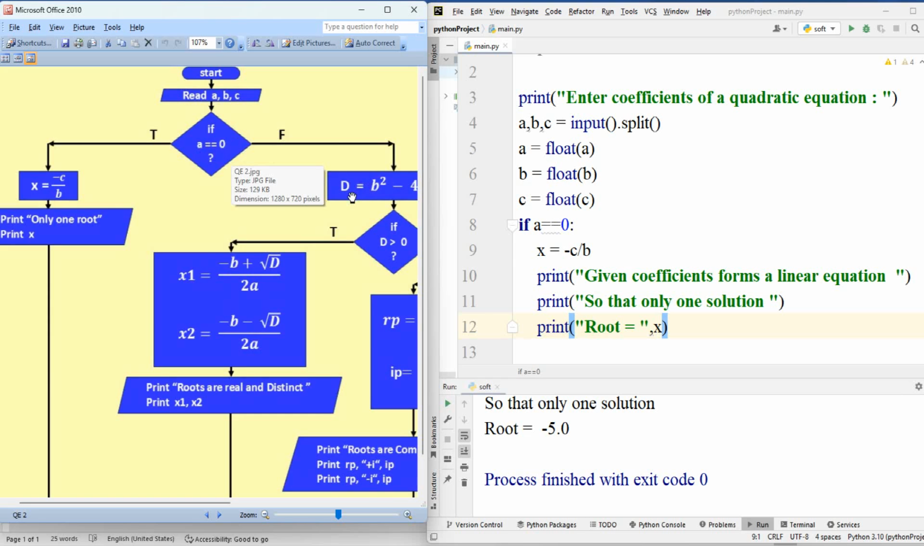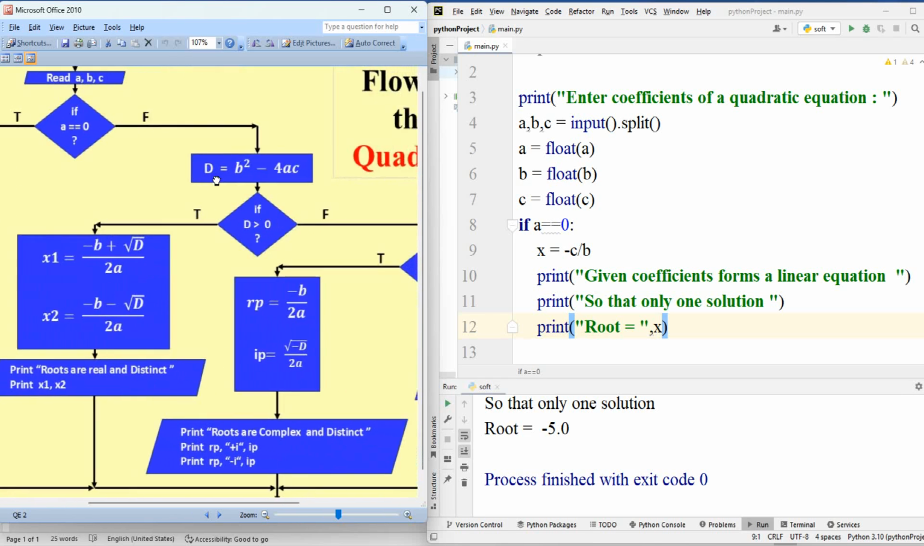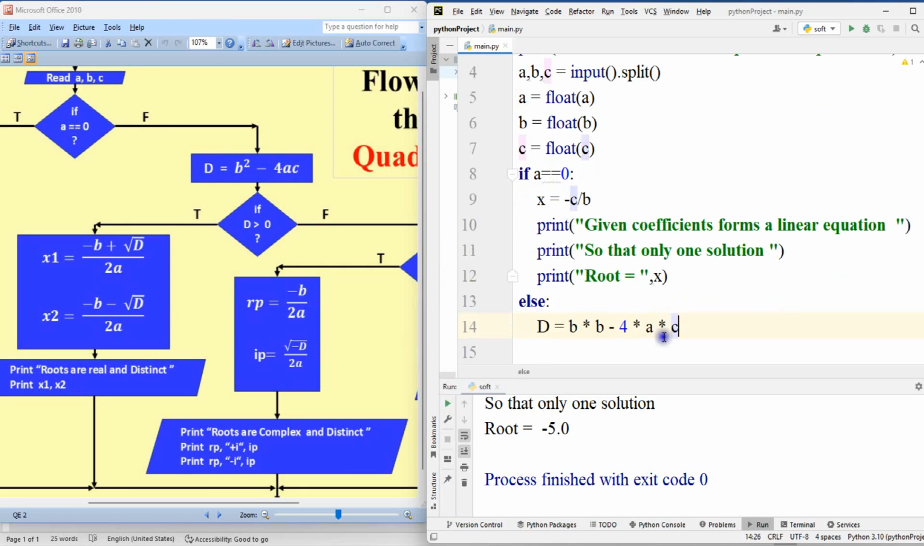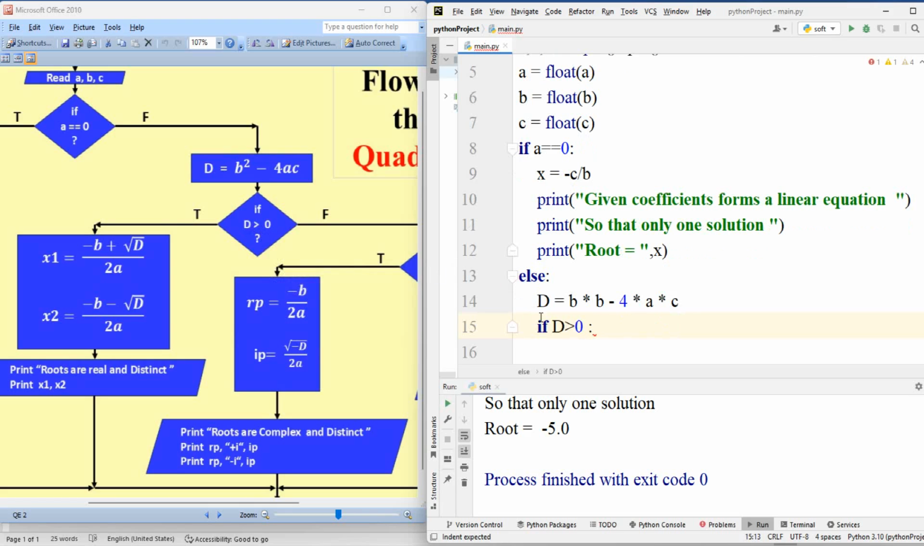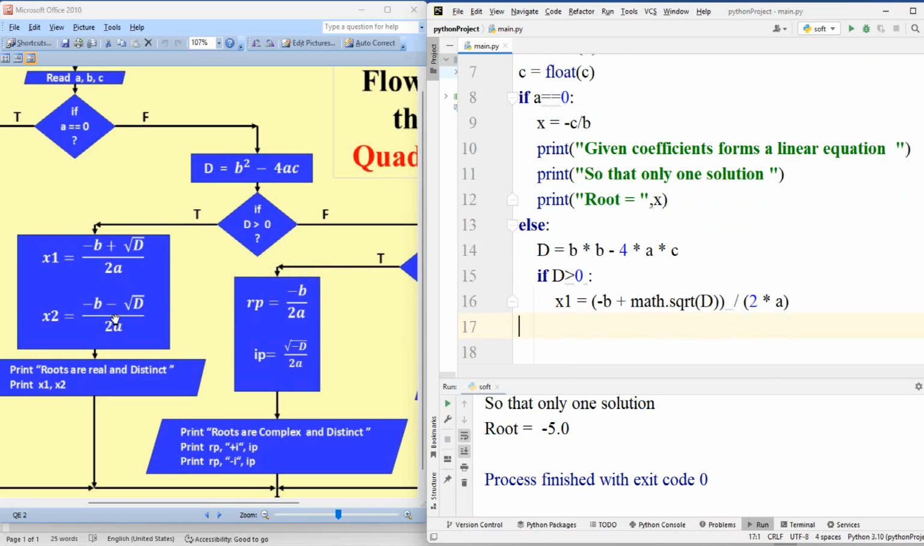If a is equal to 0 is false, then what? Then we have to find the value of d using this expression. In the program, else we have to find the value of d using this expression. After finding the value of d, we have to check whether the value of d is greater than 0 or not. For that purpose, let us go for an if statement. If d value is greater than 0, if it is true, then x1 is equal to this one, and x2 is equal to this one. Before going to display the values of x1 and x2, first thing is let us display characteristics of roots.